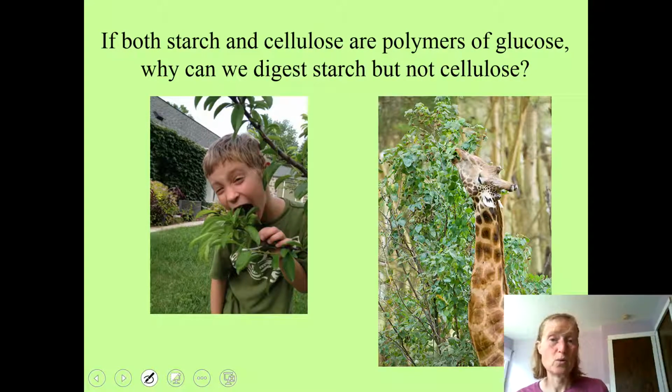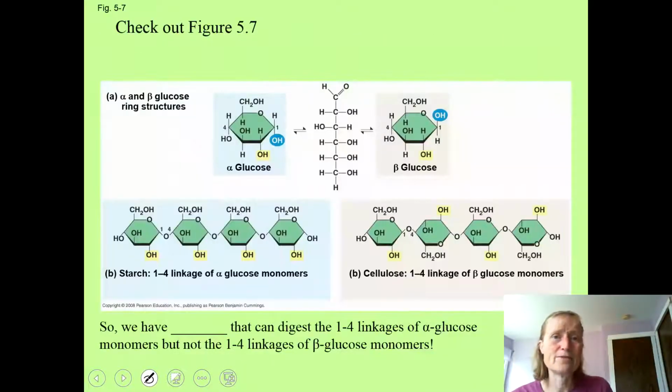So the question is why? What's going on? What's the difference between starch and cellulose? They're both polymers of glucose. Why can we tap into the energy in a potato, but not the maple tree in our backyard? Well, we have to look at figure 5.7 to figure this out.